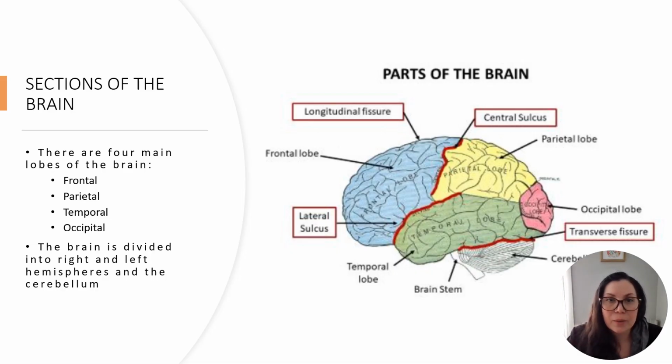Sections of the brain include the frontal, parietal, temporal, and occipital lobe. The brain is also divided into the right and left hemispheres and the cerebellum. The right and left hemispheres are separated by the longitudinal fissure, and the cerebellum is separated from the brain by the transverse fissure. And that'll be right back here.